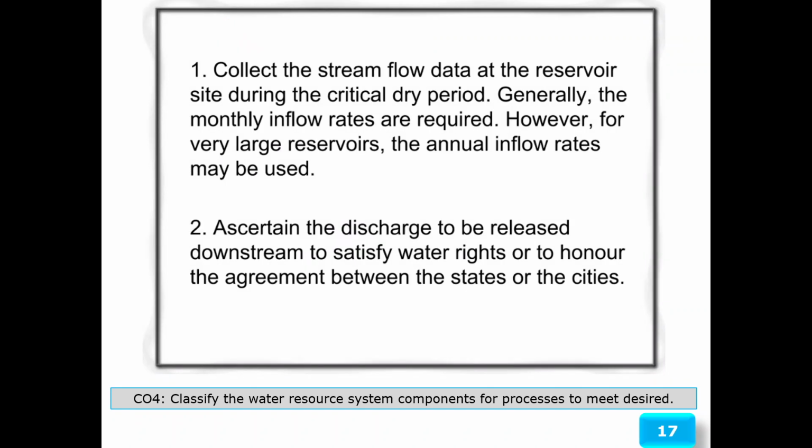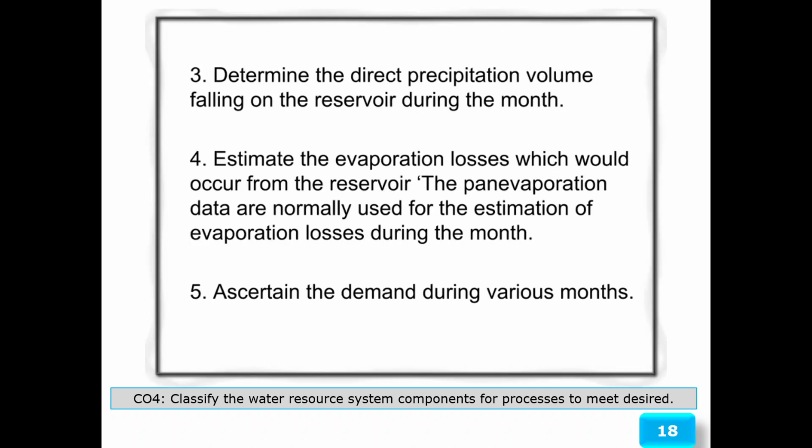Step 1: Collect the stream flow data at the reservoir site during the critical dry period. Generally, the monthly inflow rates are required. However, for very large reservoirs, the annual inflow rates may be used. Ascertain the discharge to be released downstream to satisfy water rights or to honor the agreement between the states or the cities. Then determine the direct precipitation volume falling on the reservoir during the month.